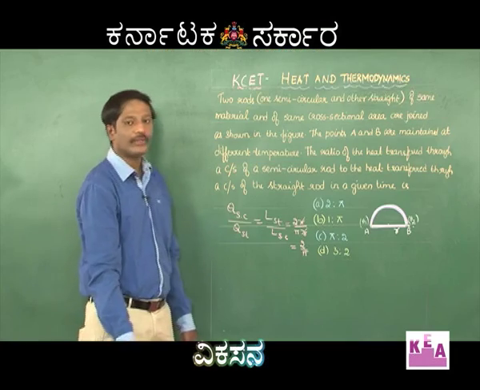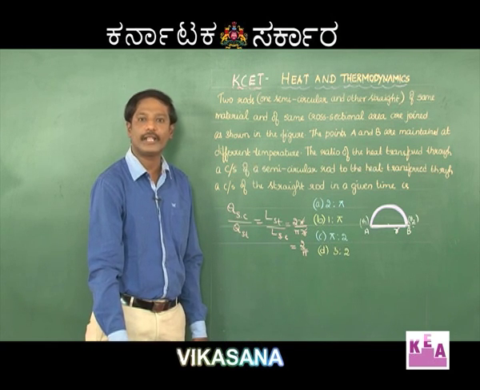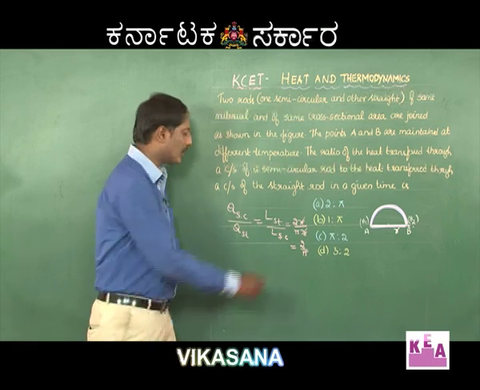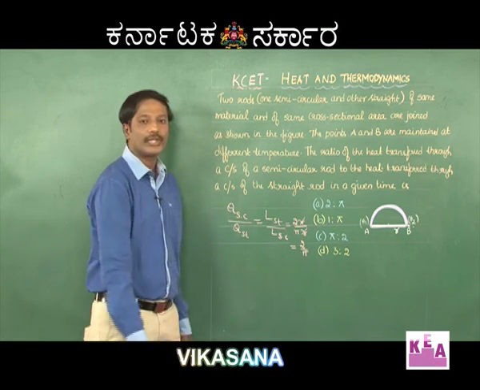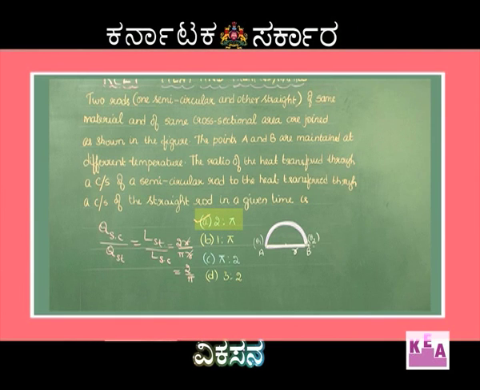So the ratio of the heat energy flowing in the semicircular rod to the amount of heat energy flowing in the straight rod is equal to 2 divided by pi. So the ratio should be 2:pi. So the correct option is option A.